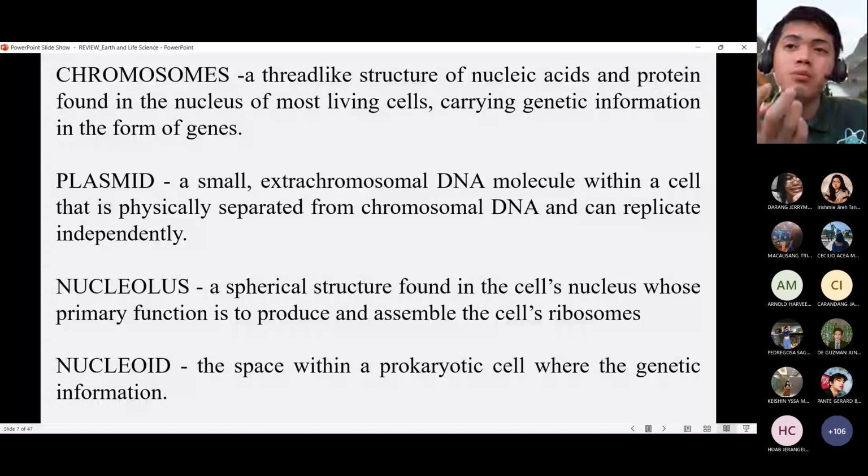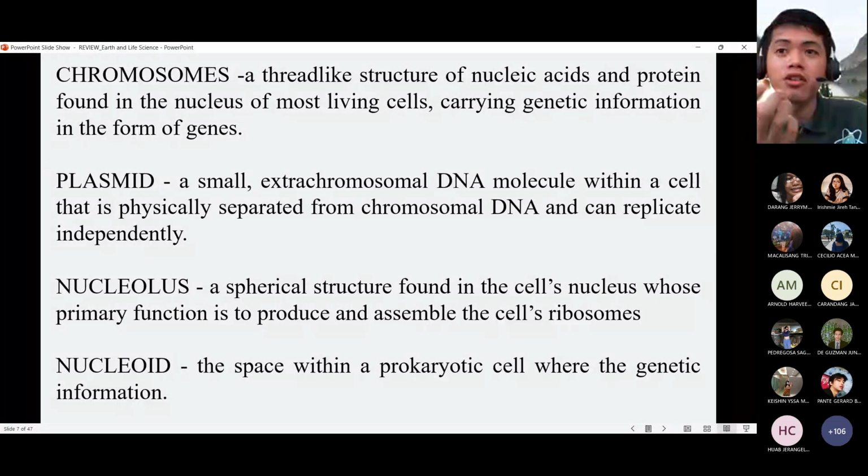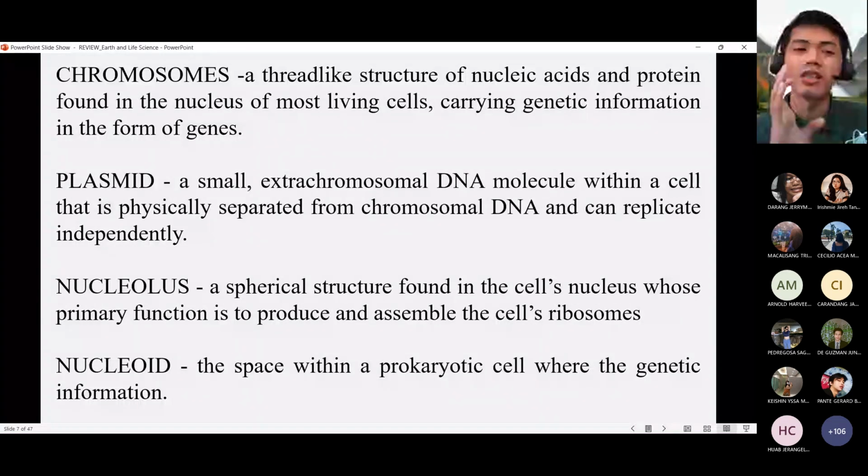Subcellular organelles. Ribosomes are not organelles. Remember that it's a subcellular organelle, because ribosomes are not composed of membrane-bound proteins. Now we also have here nucleoid region or nucleoloid. It's the space within a prokaryotic cell where the genetic information is being encoded.